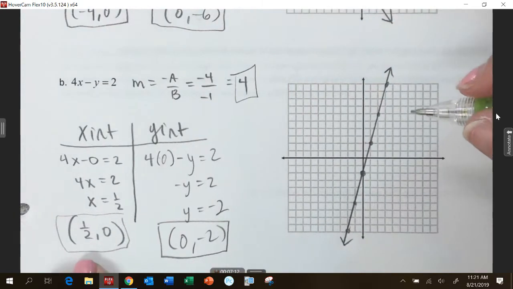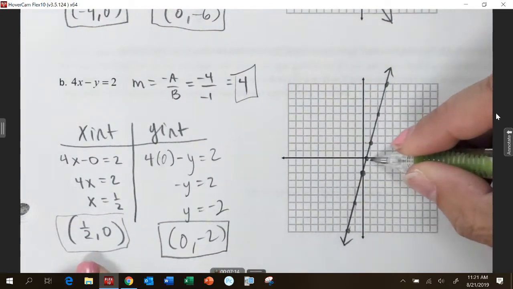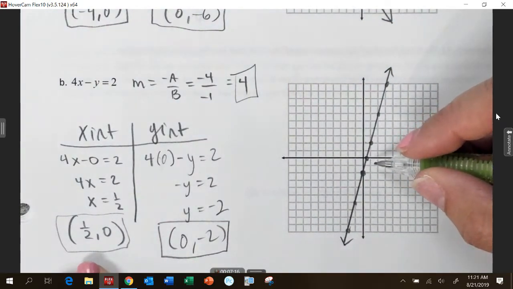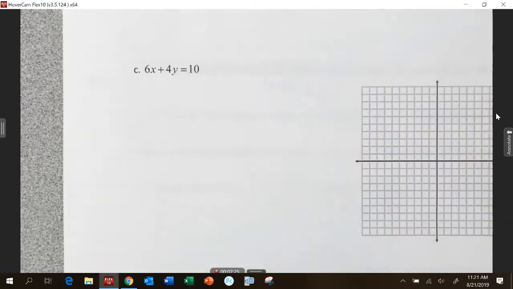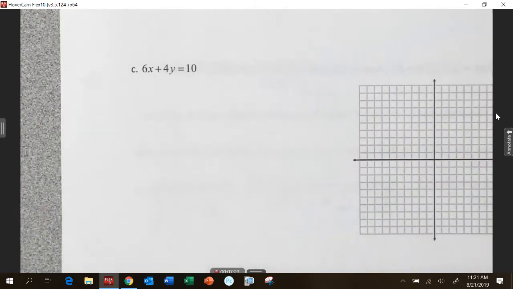Let's see, a half. Oh yeah, that makes sense. That looks right. So we're going on there, just making sure. When you're ready to go on, I want you to try to find the slope, the x and y intercepts by yourself, and then I'll catch up and go over it.